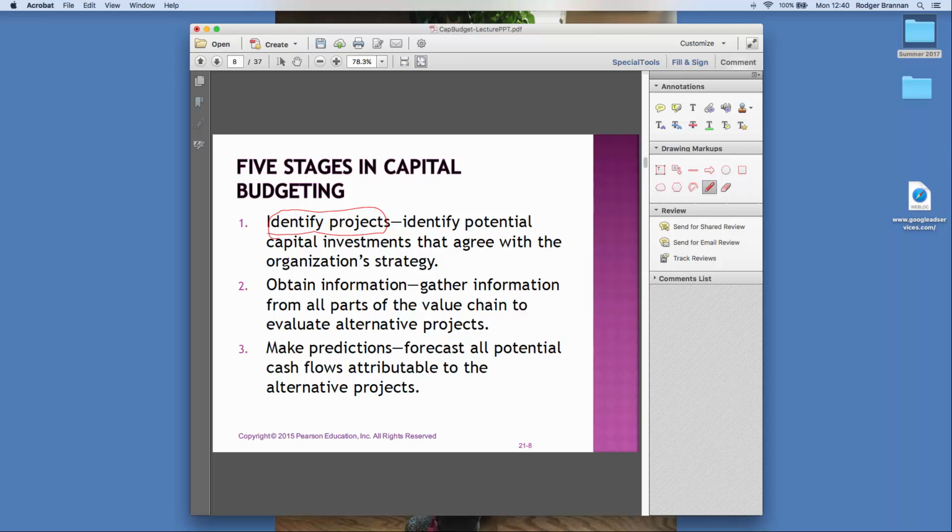Gathering information, and this is going to be part of the accounting function, helping people identify cash flows, inflows, outflows associated with investments. Part of what you may do in cost accounting and the financial area is making predictions. Well, okay, what do we think the savings are going to be? What do we think the cash flows are going to be? Cash flows going in, cash flows going out.